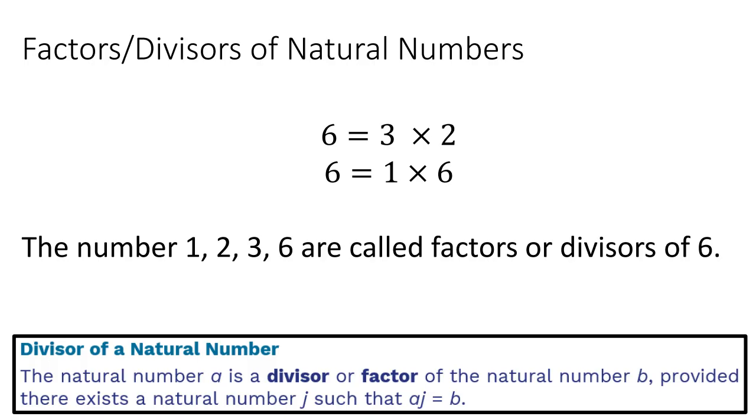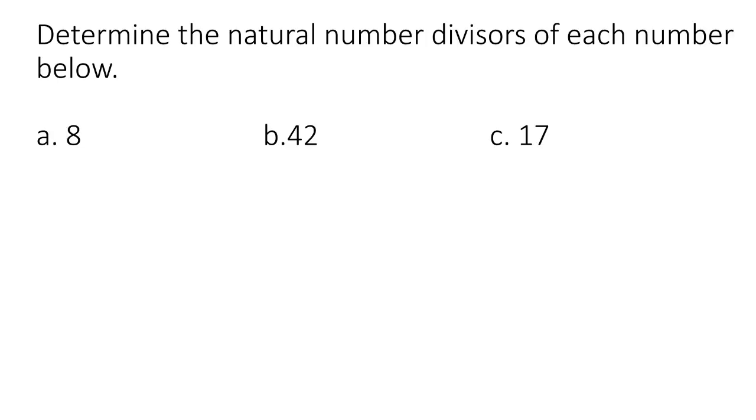So the actual definition is on the bottom. It says the natural number A is a divisor or factor of the number B, provided that there exists a natural number J such that A times J equals B. This is actually the original definition of multiplication and division and factors and divisors. Other examples: determine the natural number divisors of each number below.